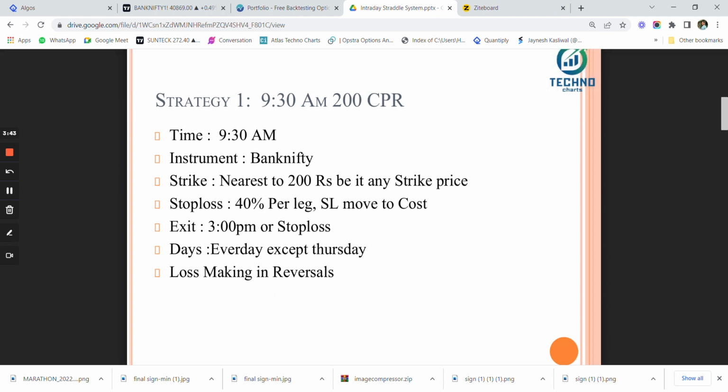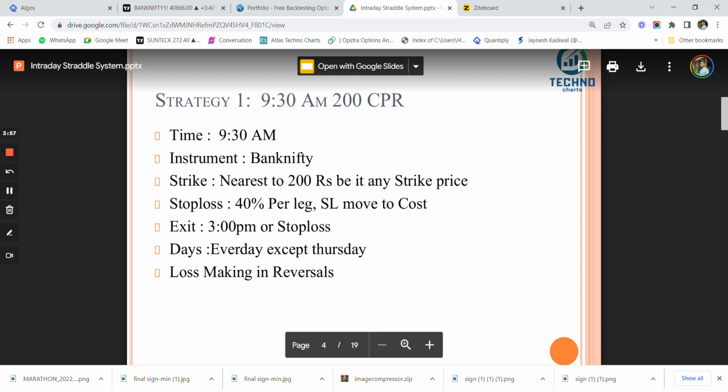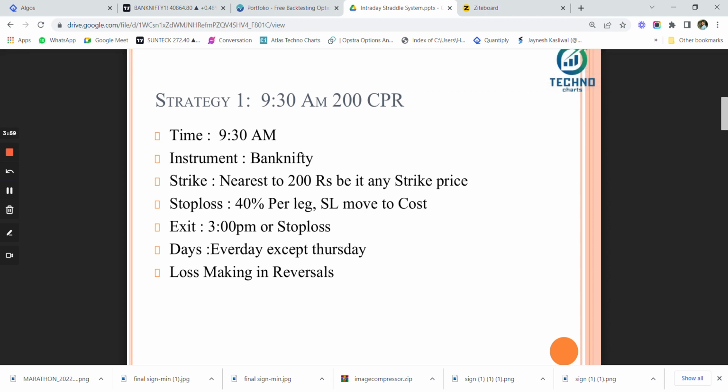Now can we trade this strategy on Thursday? No, because a 200 rupees premium would be around a 200 points in the money option on Thursdays, because at the money strike prices generally trade at around 100 rupees on Thursdays. So we are going to trade this strategy every day except Thursdays, and for Thursday we have designed a different strategy with the same logic.